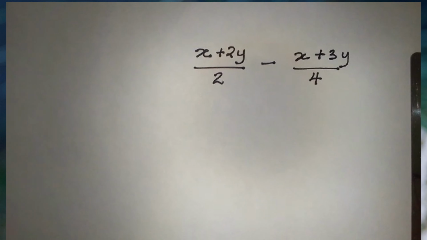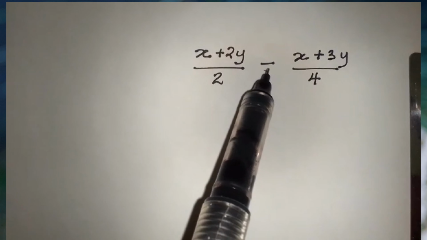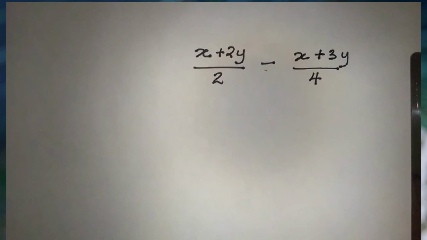So here we have an algebraic fraction, and this time we're subtracting them. How do I know that? There's this big fat minus sign right in the middle right here. So that's how I know we're going to subtract. To subtract algebraic fractions, I'm still going to use the butterfly method because it's easier.